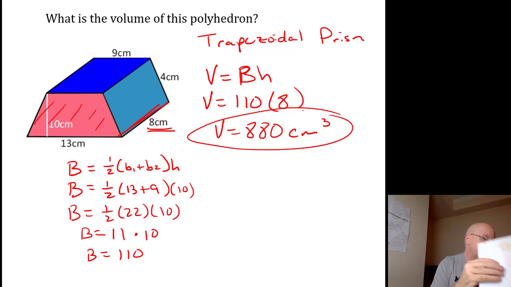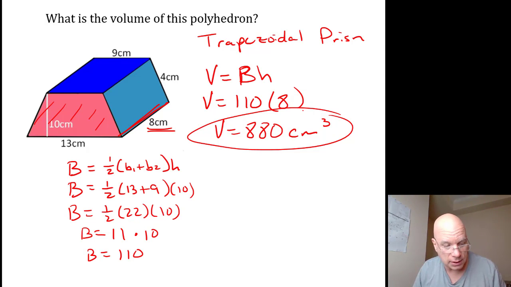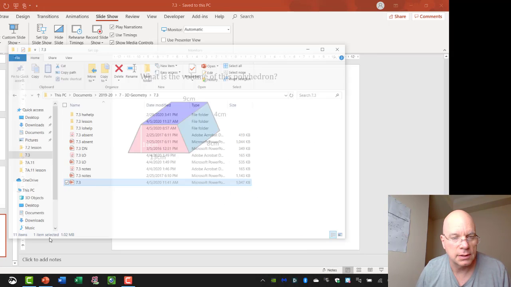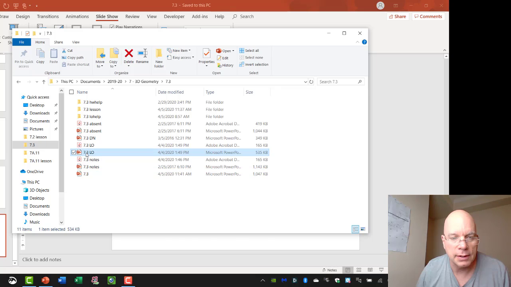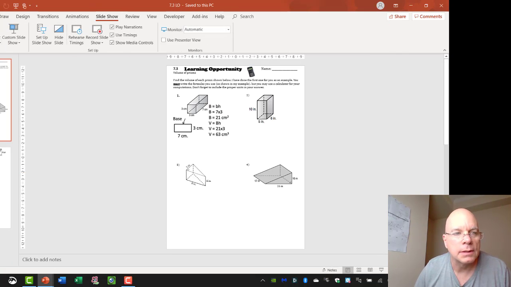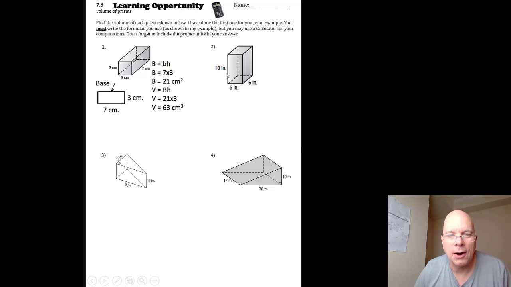Okay, I want you to see what the assignment looks like. Let me open it up real quick. All right, find the volume of each prism. I've done the first one for you as an example. It's right here. We'll talk about that in a second.